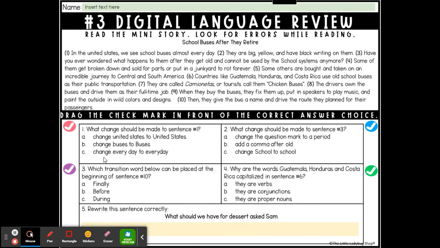All right, so we went through these. The first one was talking about just different capitalization, and this last one was a spelling change. Number 2, what change should be made? Either changing punctuation, comma, or capitalization. And then transition words. Here you're at the end, so what kind of transitions do we need at the end of a sentence? And then why do we capitalize these three words, Guatemala, Honduras, and Costa Rica? And then we rewrote this one correctly.